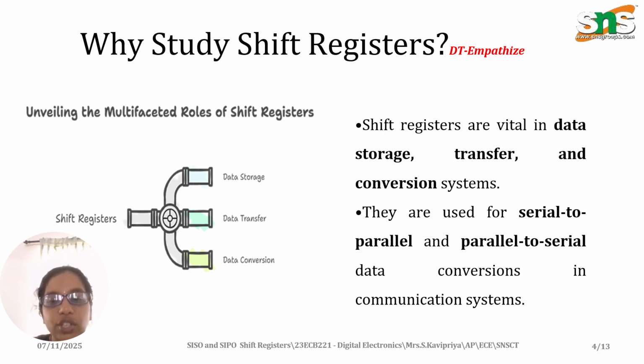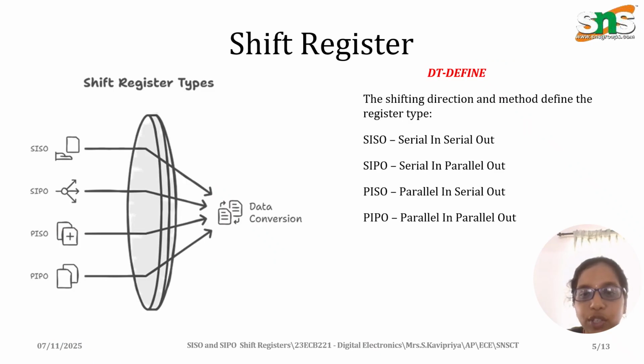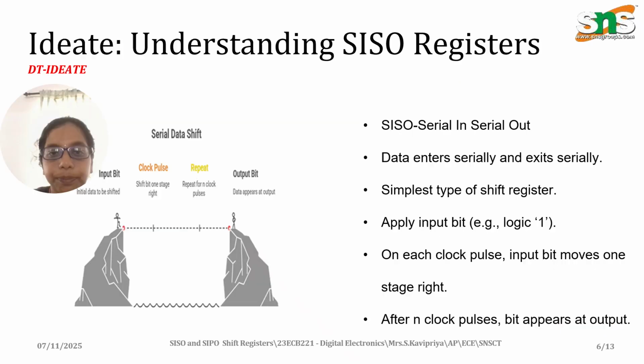First, what is the need for shift register? Shift register plays a vital role in data transfer as well as data storing. It is a very important part of the communication system, capable of converting serial data to parallel data and parallel data to serial data. Next are the types of shift register. Based on the shifting direction and method, shift registers are classified into 4 types: serial in, serial out; serial in, parallel out; parallel in, serial out; and parallel in, parallel out.